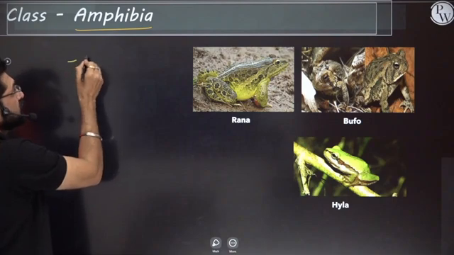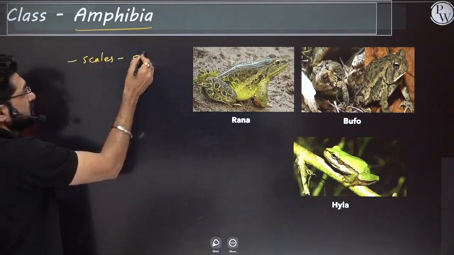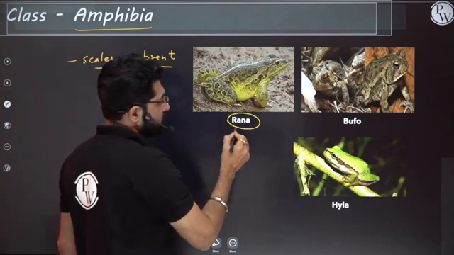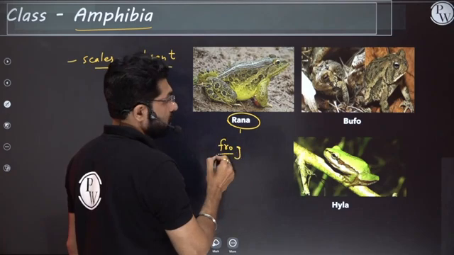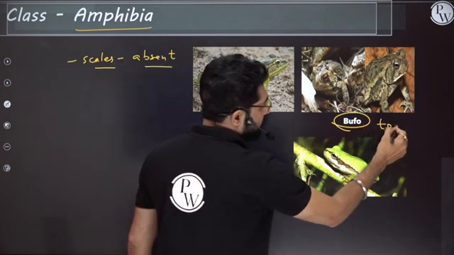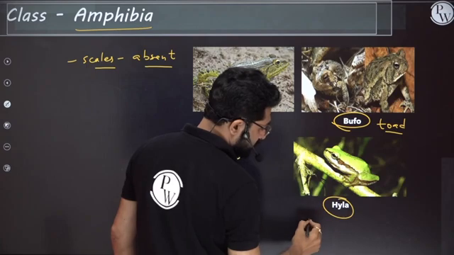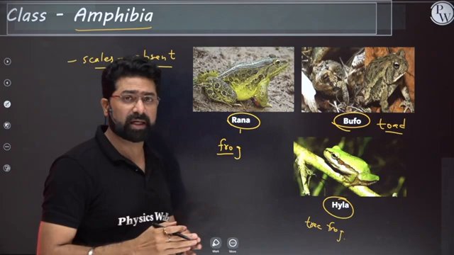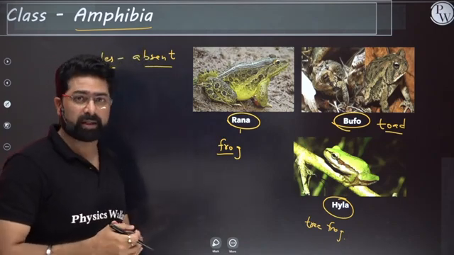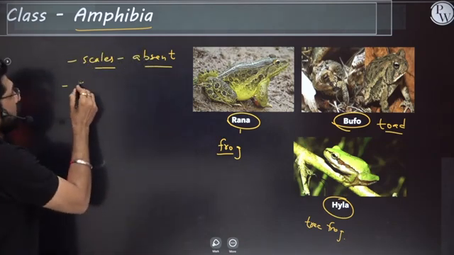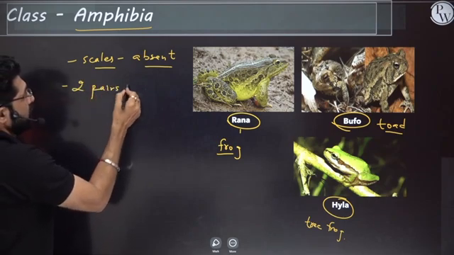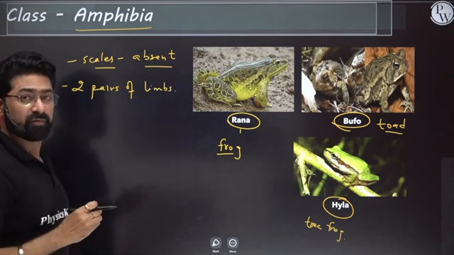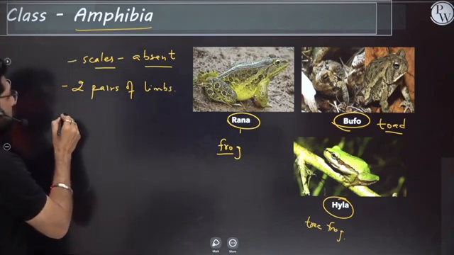Amphibia, as you know, the scales are absent in them. This is Rana tigrina, that is the common frog. Bufo is the toad here. Common names are very important, please remember. Hyla is the tree frog. Now amphibians are characterized by some very important characters like two pairs of limbs. They are the first tetrapods.